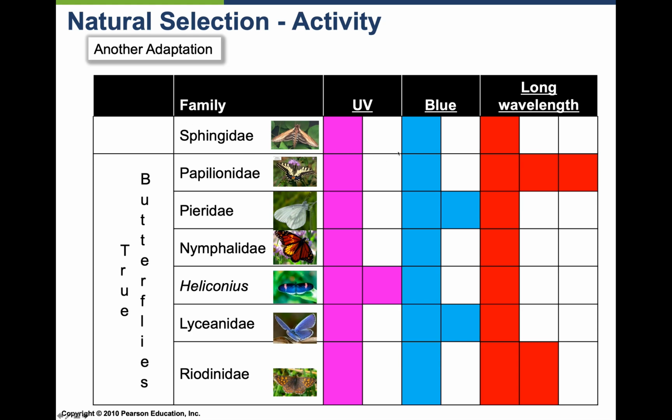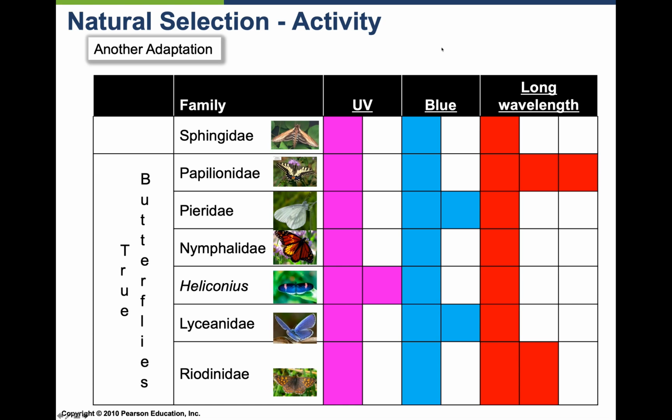So these are moths out here. Okay, and these are all true butterflies is what we call them. These are all different families of butterflies. One of the things we notice is that when you look at the visual system of butterflies, particularly what colors they're able to see, you can see that moths can see ultraviolet, blue, and long wavelength. Okay, anything with a color in here means that they have a protein in their eye that allows them to see those colors.